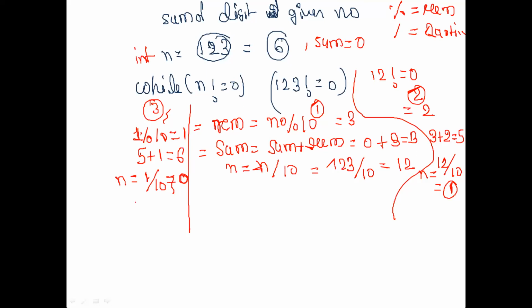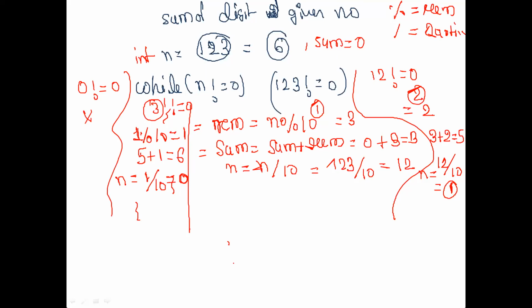When n is 0, when you go back, you will check the condition. 0 not equal to 0. Condition will be false. So here you had checked 1 not equal to 0. So 1 not equal to 0, condition was true. That is why you came in. 0 not equal to 0, condition false. Don't come in. Whatever is your sum, just print it.